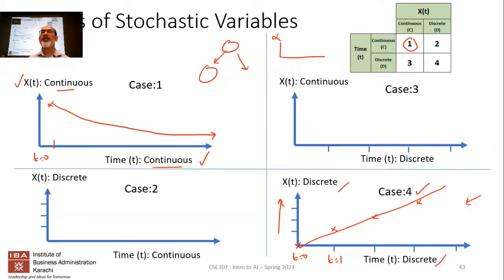It's discrete, right? So the traveling salesman problem has x being discrete, okay? So it's going to be over here, it's going to be either 2 or 4. Now what about time? As you're solving that problem, are you looking at continuous time or are you looking at discrete time? Discrete time, right? So you're taking steps.